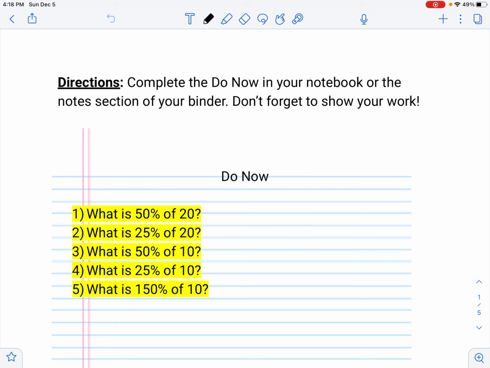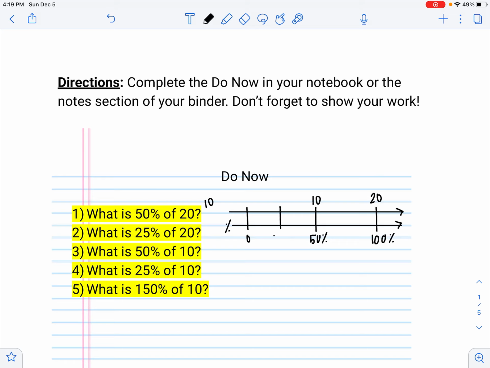You should have tried questions 1 through 5 on your own. Let's go through them. What is 50% of 20? We can think about percentages on a number line. That's how we've learned them so far. So if we consider the number 20 being 100%, because it tells us that we're finding the percentage of 20, we know that half of 100% is 50% and half of 20 is 10. And so 50% of 20 is simply 10.